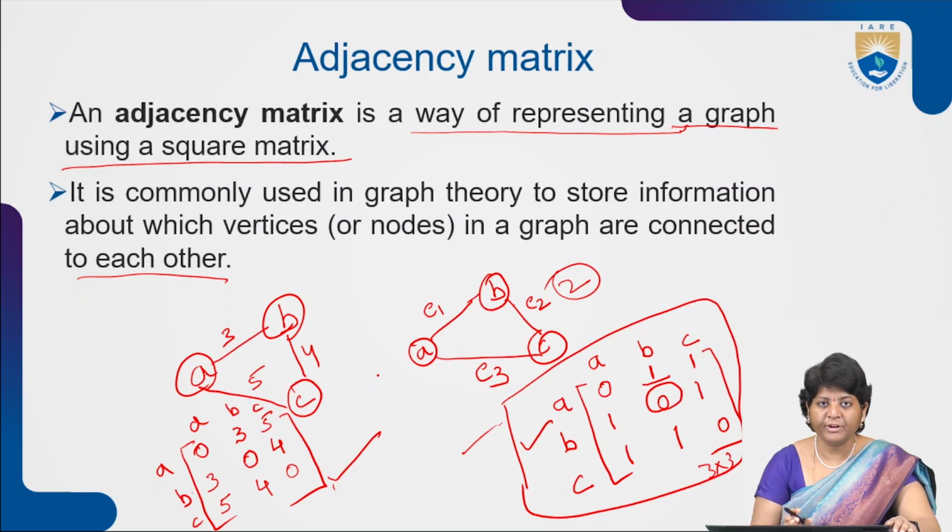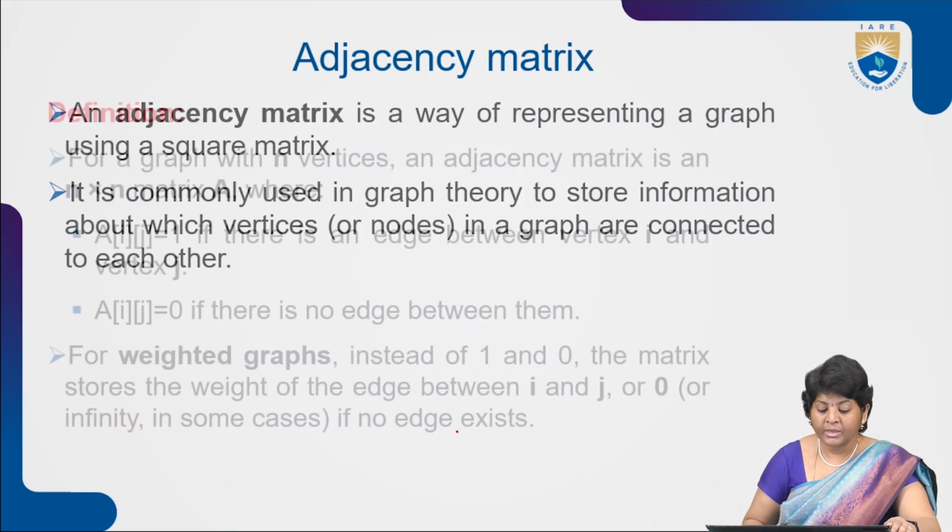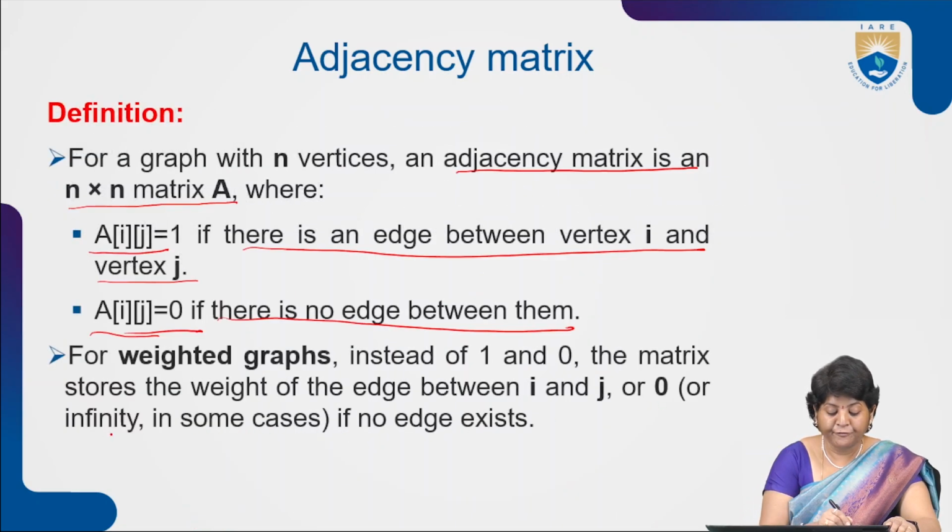So the simple difference: if there is no weight, then we will mark it with 1 if the connection is established, or else 0 if there is no connection. In some cases, that will be marked as infinity also. Whenever there is no edge connection, it is marked as 0 or infinity.